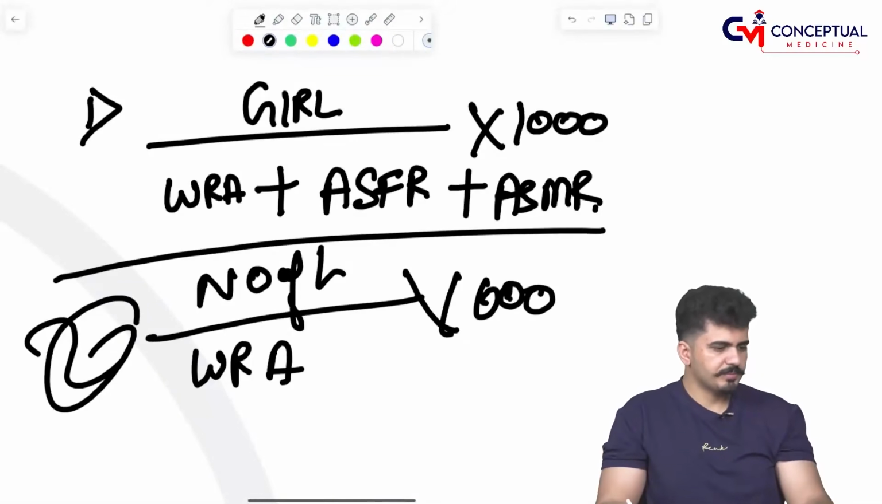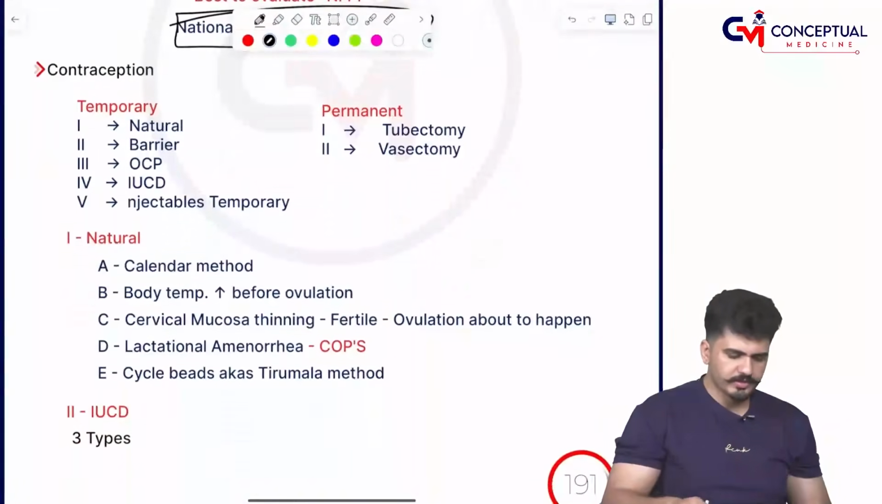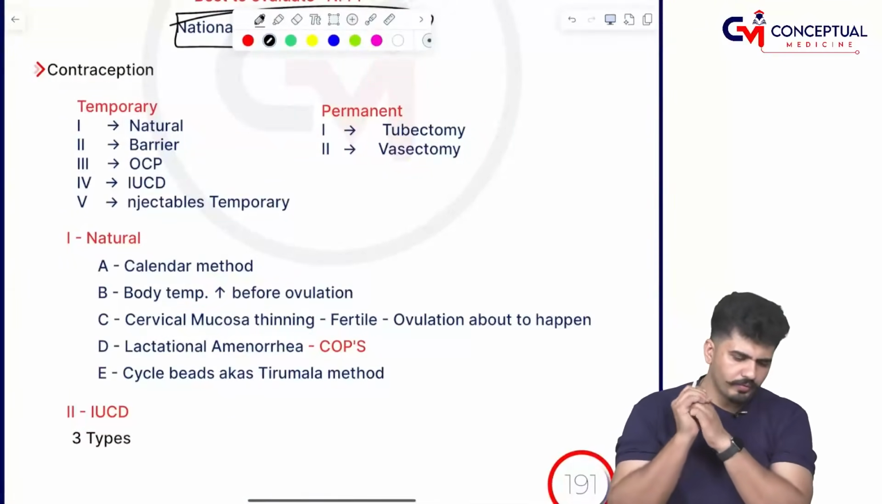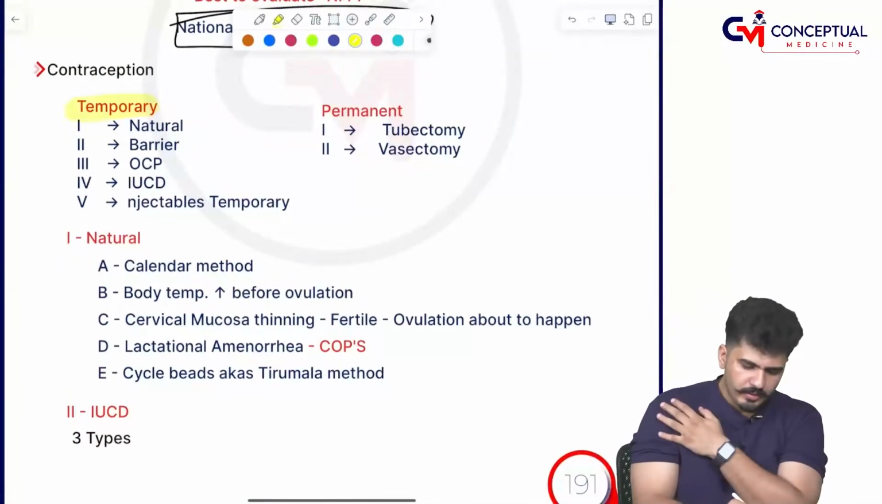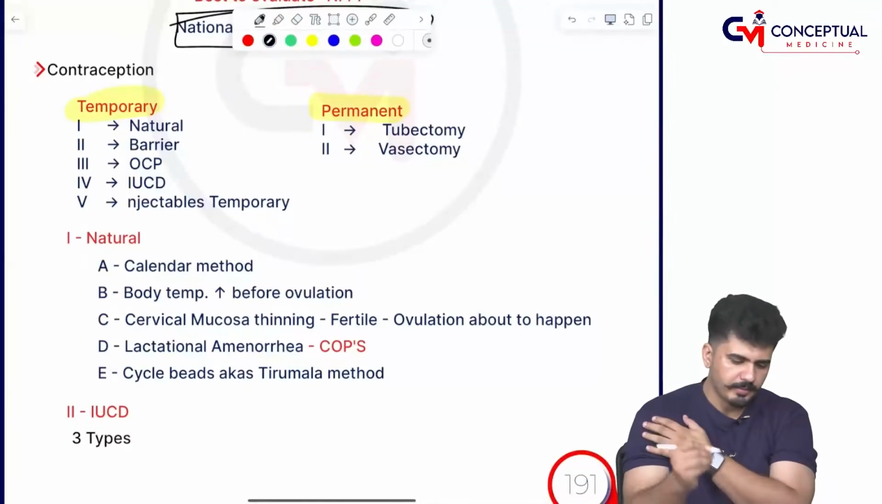That is contraception, GFR. Very nice. So all the formulas are clear to all of you. Now let's talk about contraception. Contraception, sir, we divide into two forms: temporary and permanent.